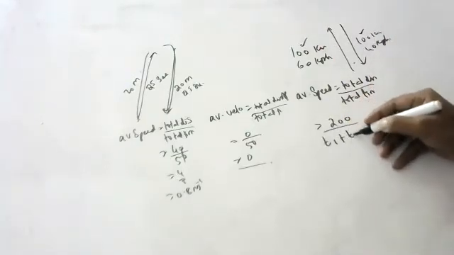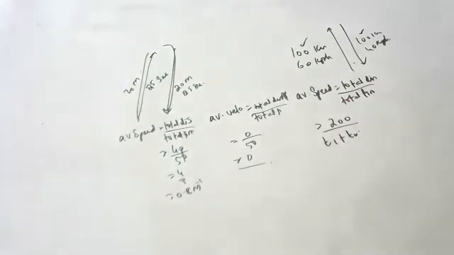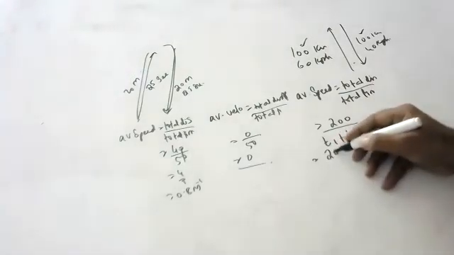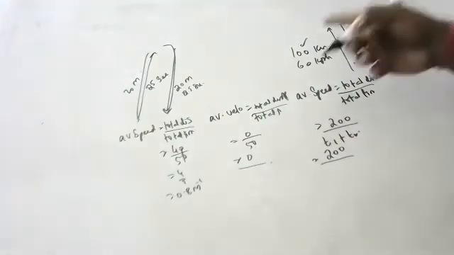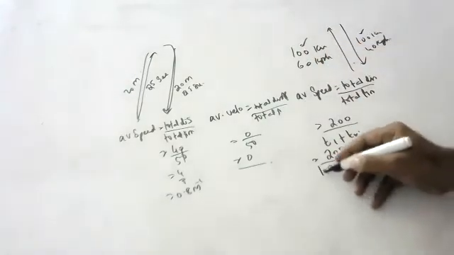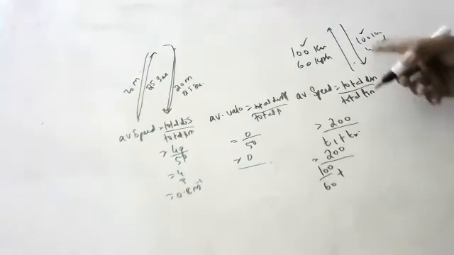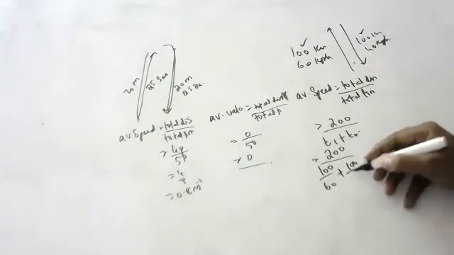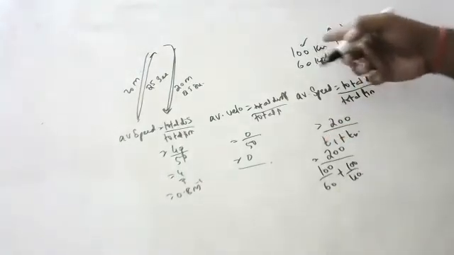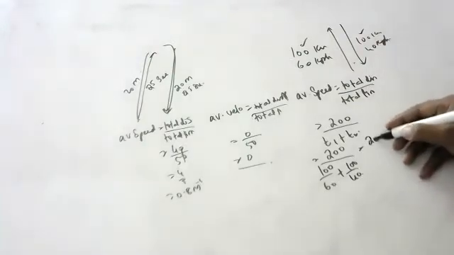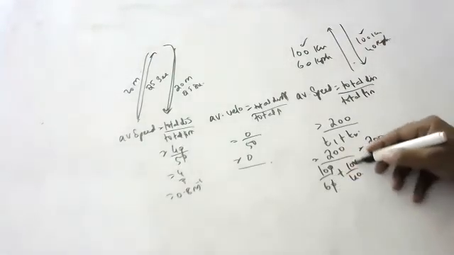But time is not given separately, children. What is time? Time is distance by speed. So 200 by this, this gone, this gone.